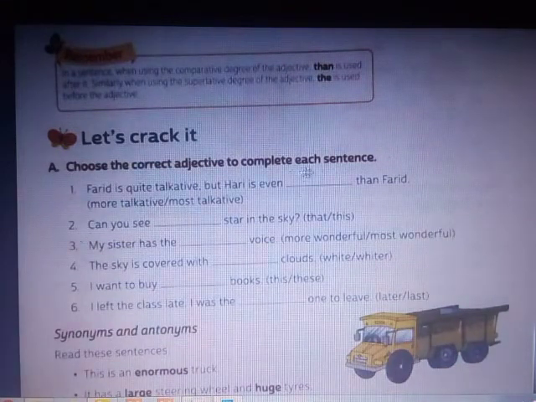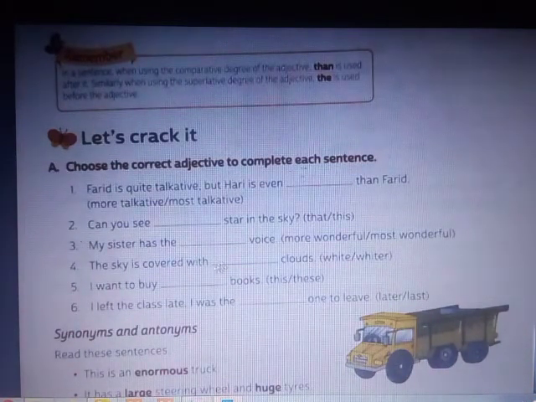Choose the correct adjective to complete each sentence. Farid is quite talkative, but Hari is even dash than Farid. More talkative, most talkative. Farid is quite talkative, but Hari is even more talkative, because you are getting a comparative degree, than. Number 2. Can you see that star in the sky? My sister has the dash voice. More wonderful, most wonderful. My sister has the most wonderful voice.